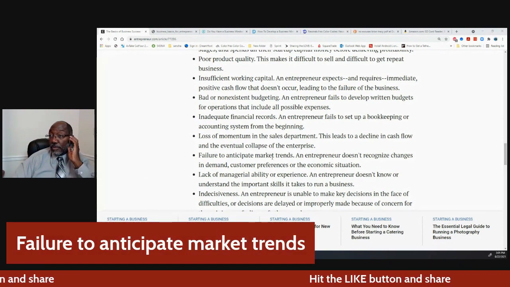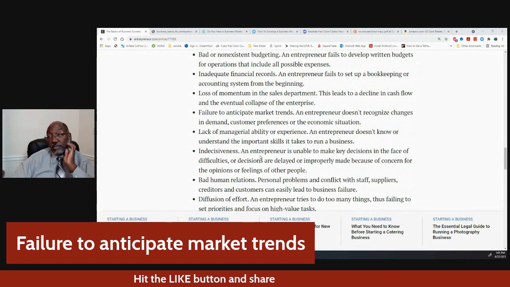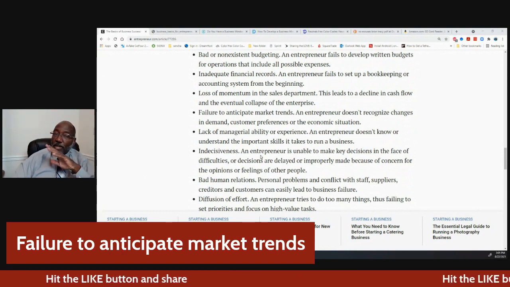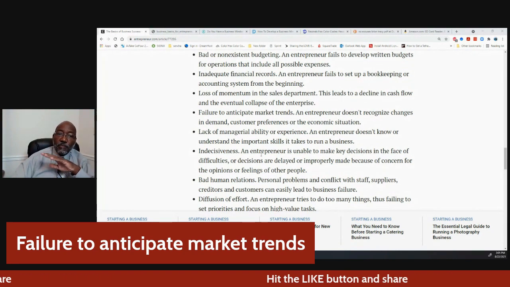This is the biggest one. I sometimes think this needs to be number one, but this is a big one. Failure, and hang on in there with me, I know this has been a long one, y'all. Failure to anticipate market trends.